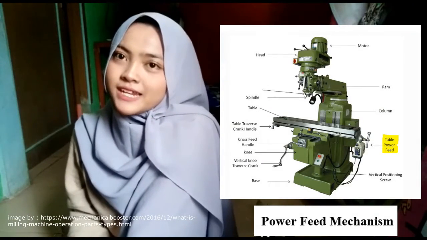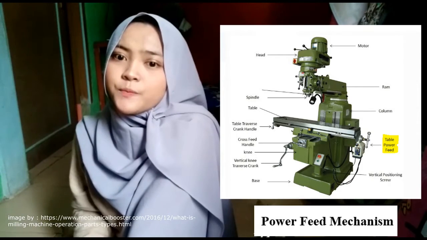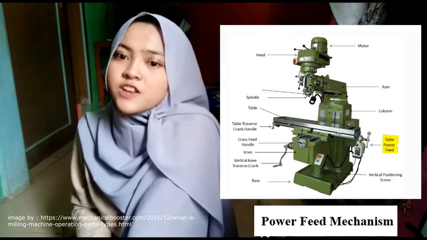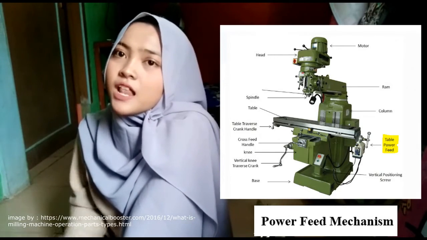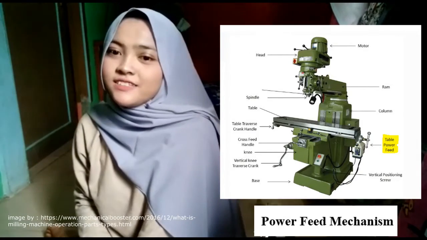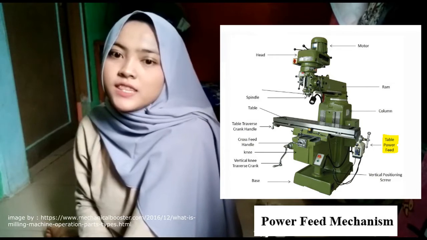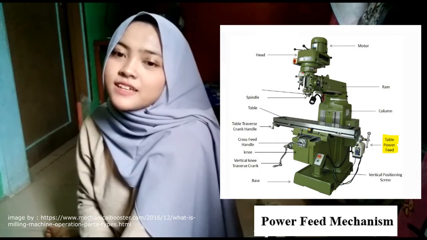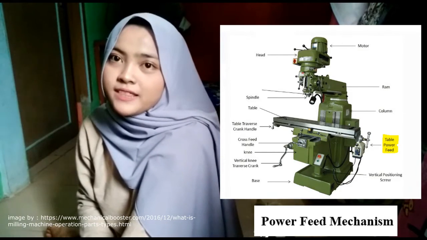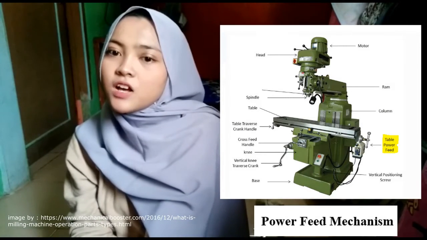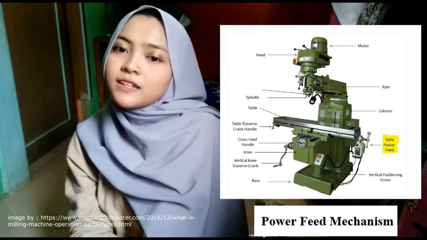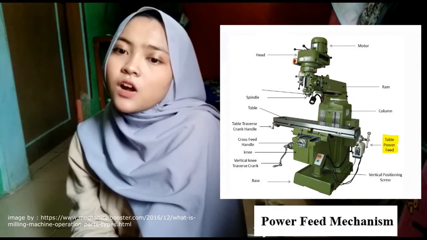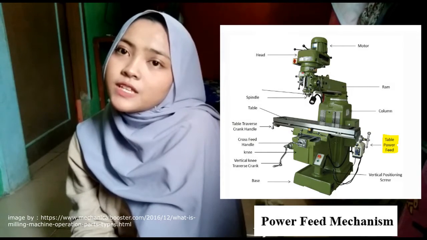4. Power feed mechanism. It is the knee which contains the power feed mechanism. It is used to control the longitudinal left and right, transverse in and out, and vertical up and down feeds. To get the desired rate of feed on the machine, the feed selection lever is positioned as indicated on the feed selection plates. On some universal knee and column milling machines, the feed is obtained by turning the feed selection handle until the desired rate of feed is indicated on the feed dial.